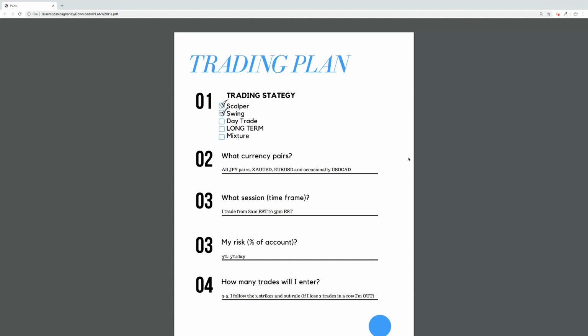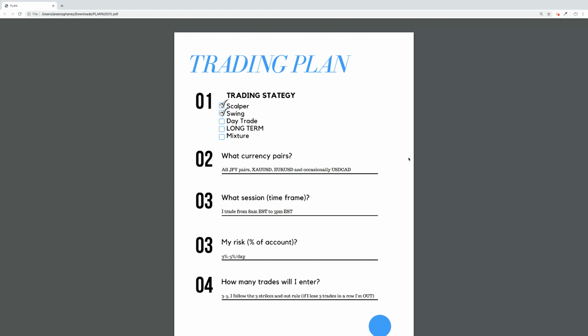Like if you want to write in there what platform you use or what time of day you mark up your charts, you can add all that in there. This is just the basics. This is what I use. And this is a basic template for you.